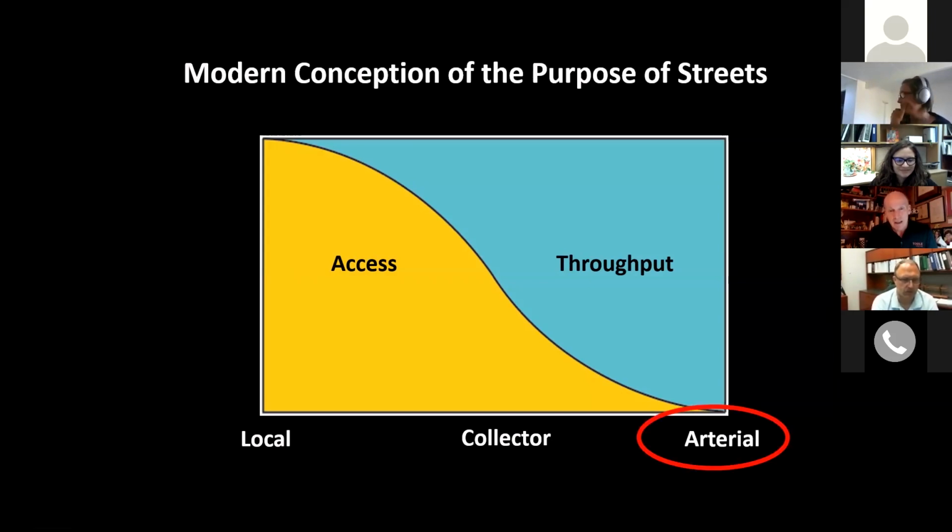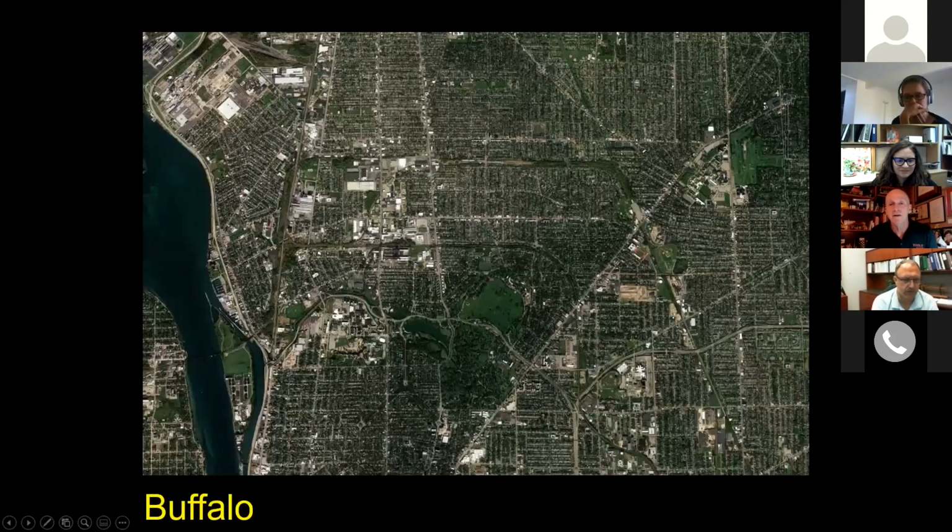And in theory, local streets are about access and arterials are about throughput. That theory was floated by the modernists about specializing arterials for throughput. And let's just take a look and see if this theory is correct.